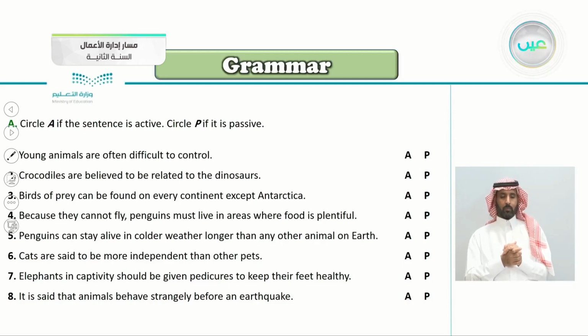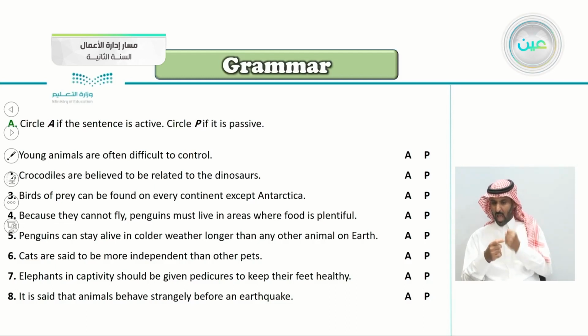So, number one, young animals are often difficult to control. Is this an active or passive sentence? Young animals are often difficult to control. So this is obviously an active.